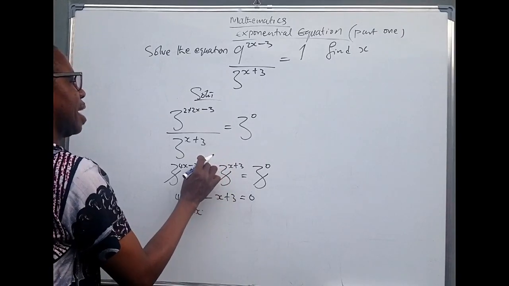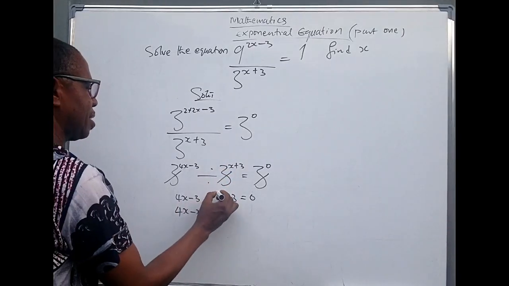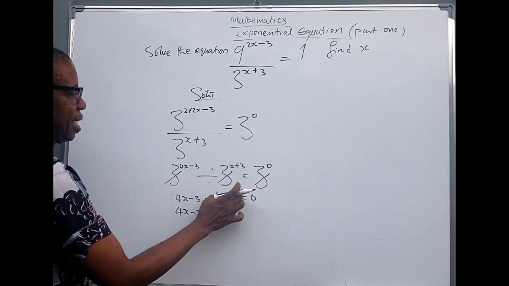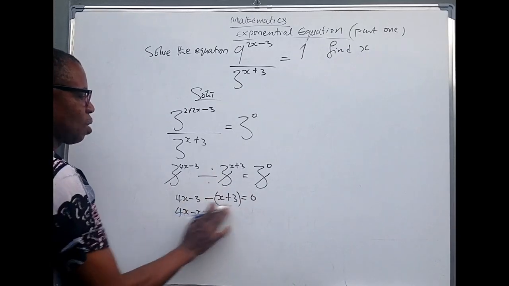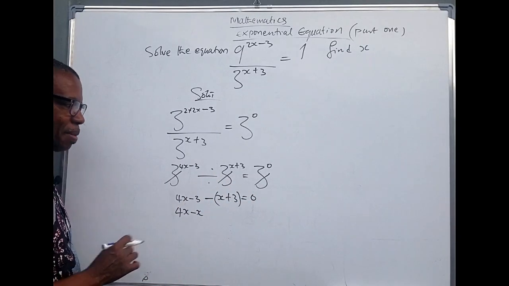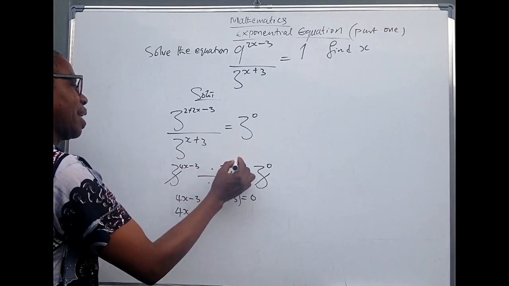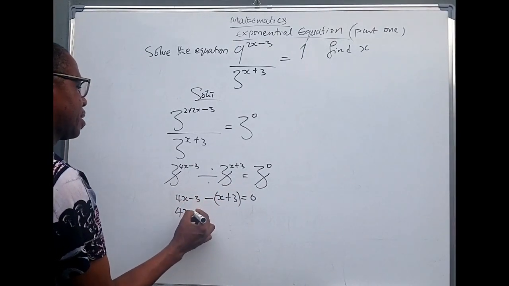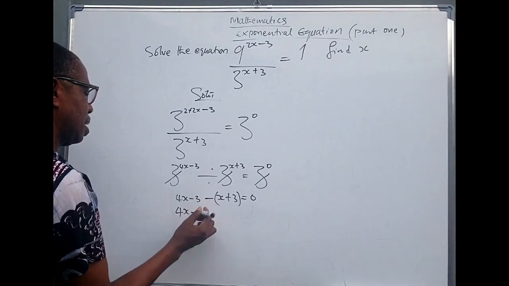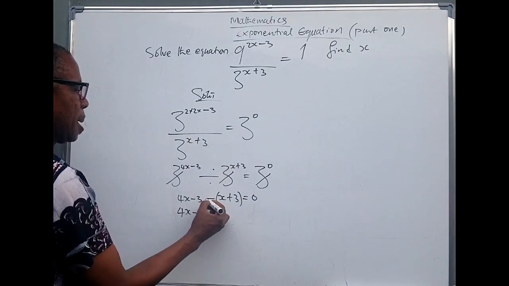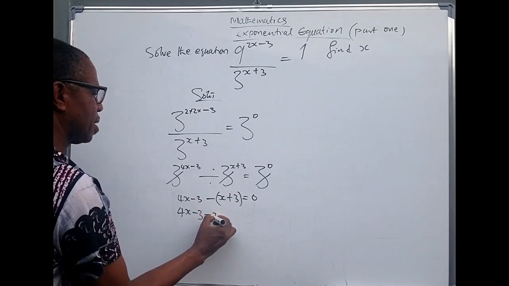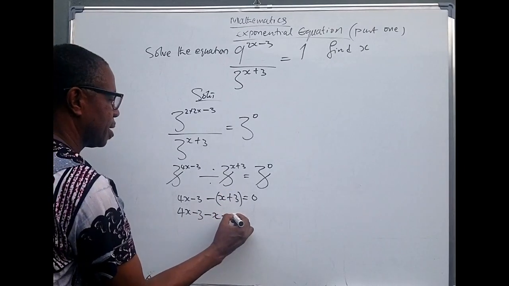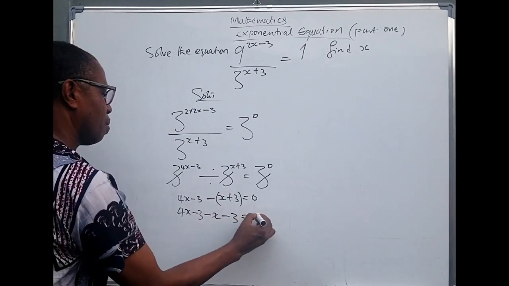Remember that there is a minus sign here, and that minus sign is actually multiplying everything that is here. So if I remove this minus sign and solve straight, I'll be getting a very wrong answer, because the minus sign here is multiplying x plus 3. So what I will have here will be 4x minus 3, minus times x will give us minus x, minus times plus 3 will give us minus 3, equal to 0.